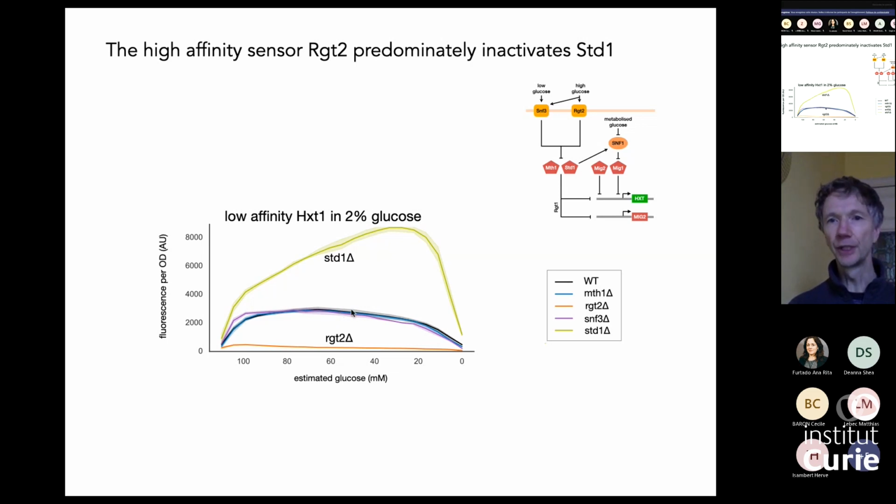Then we can look at the sensors. If we delete the SNF3 sensor, the curve is in here somewhere. But if we delete the RGT2 sensor, then we get almost no expression. So the combination of these two things tells us that this RGT2 must be controlling the STD1 repressor. Okay, because we know that STD1 is the only one that seems to be affecting levels of the transporter. And we know that if we don't have RGT2, we get no expression at all. So RGT2 must be making this link to switch off STD1 to allow the wild type expression. So we have some idea of how this network works.